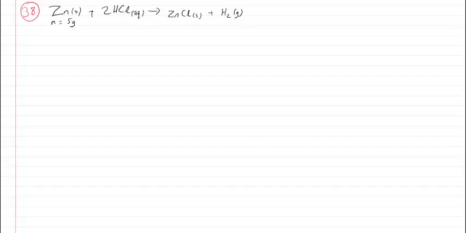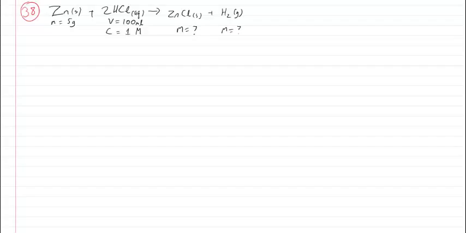and it doesn't actually tell us the mass of the HCl, but it tells us that we have 100 mil, so our volume is 100 mil, and our concentration is 1 mole, so a molarity of 1 mole per litre. And it wants to know the mass of the zinc chloride and the mass of the hydrogen gas produced.